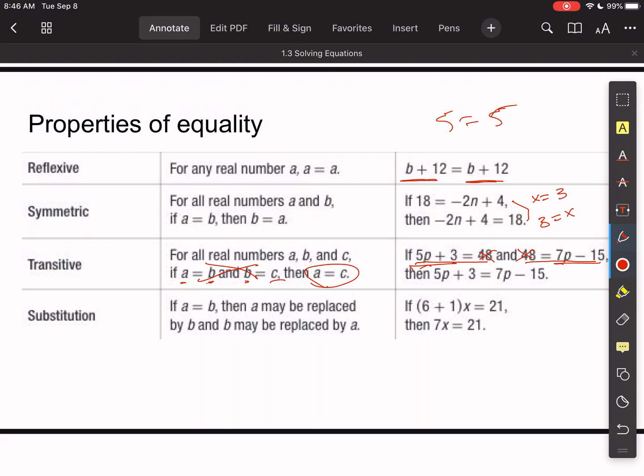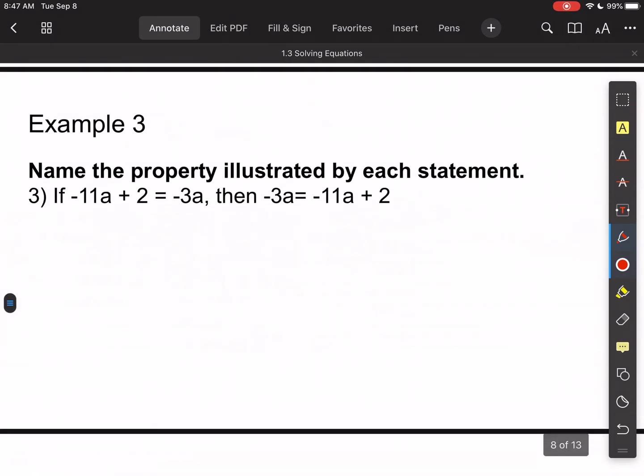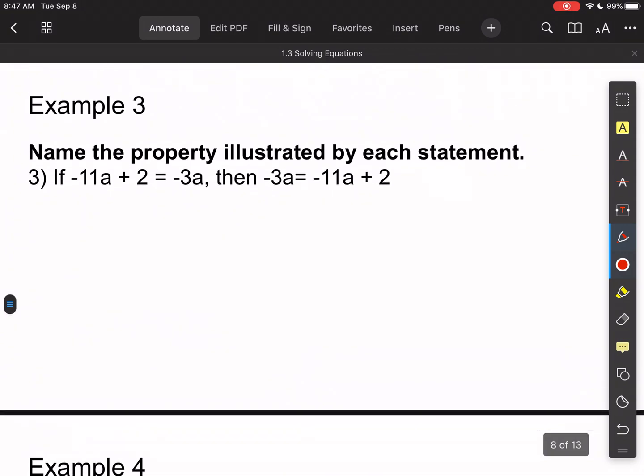Okay, so notice here we could substitute for 6 plus 1, we can substitute a 7 in to simplify that. All right, so those are some properties. Okay, so we'll come back to those as we go along here. So we're on example 3 now.